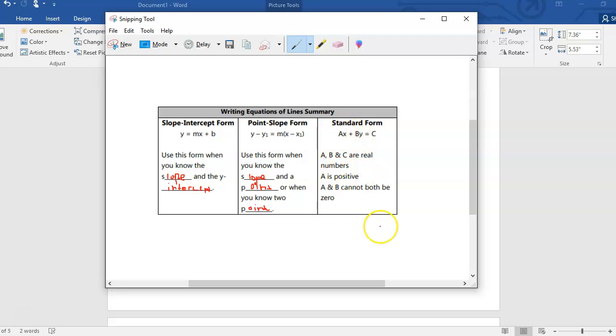All right. The last one is standard form. A, B, and C are real numbers. A is positive. A and B cannot both be 0. What's cool about this form is that we will use this form when we want to graph. Sometimes it's really nice using that form because it gives you your x and y intercepts pretty easily. So we'll talk about that in a little bit. Now let's move along.